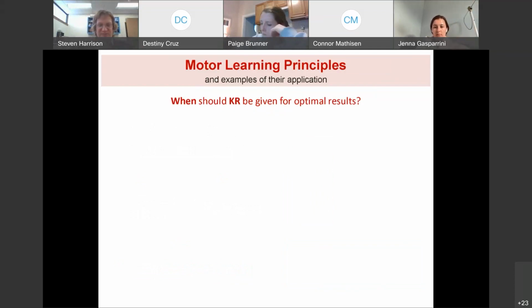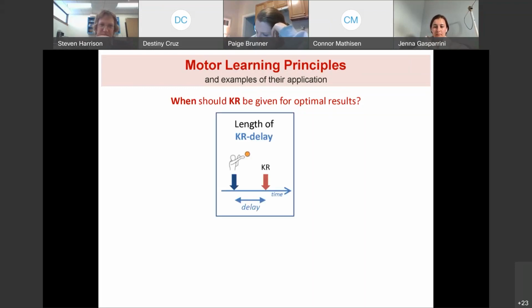We've been talking about differences in the type of feedback that you should be given. Here we're going to focus on, okay, we've got a particular type of feedback, how should you give that feedback in order to obtain optimal training results? A factor that's been looked at a few times in the literature is the length of delay you should give between completing the movement and then providing the feedback. And there's mixed evidence in the literature promoting this one way or another.